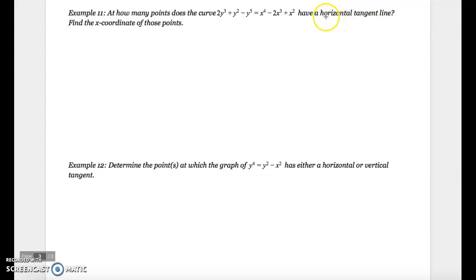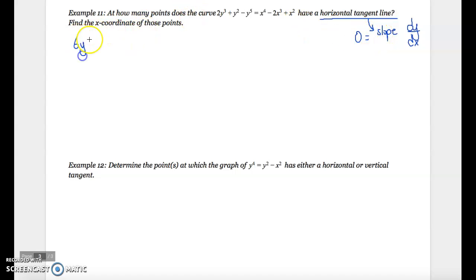So to figure out a horizontal tangent line, again, kind of a review from last time, if you have a horizontal tangent line, that means your slope, aka your derivative, would have to equal 0 because a horizontal line has a slope of 0. So we're going to go ahead and find the first derivative of this curve, and then we will set it equal to 0 to figure out what x-coordinates would produce that slope. So let's go ahead and do it.